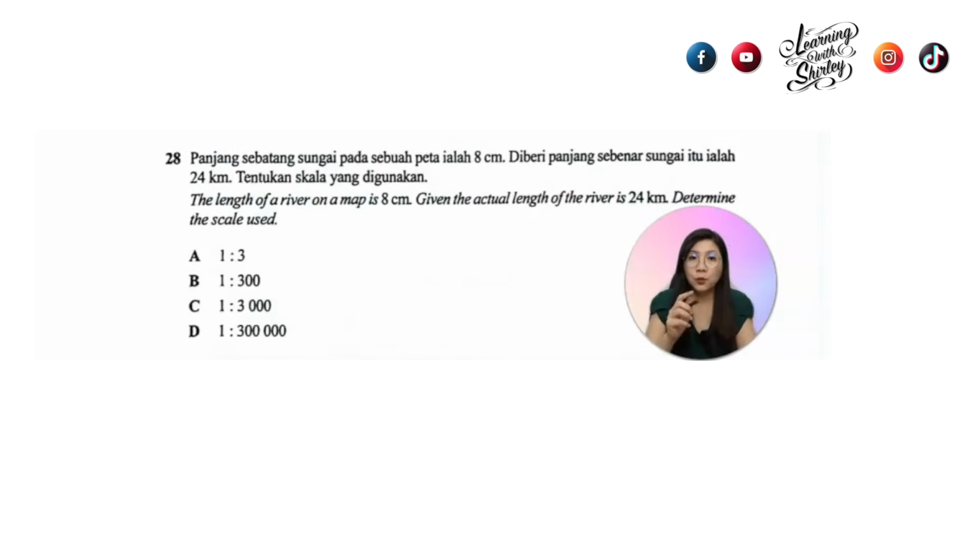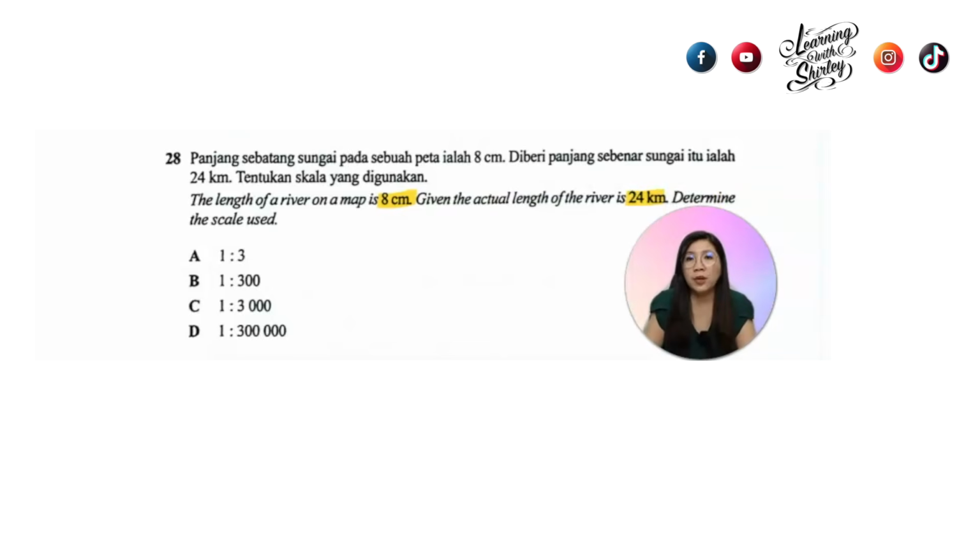Okay, let's look at question number 28. The length of a river on a map is 8 cm. So remember, our scale is always in cm only. So it's 8 cm on the map. The actual length of the river is 24 kilometers. So this 24 kilometers we have to change to cm, right?